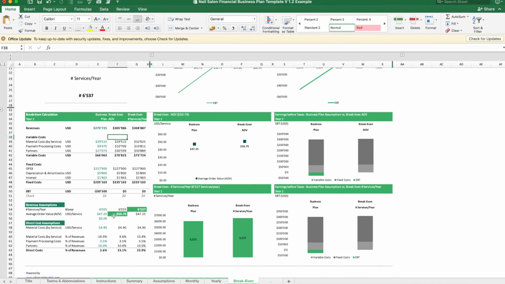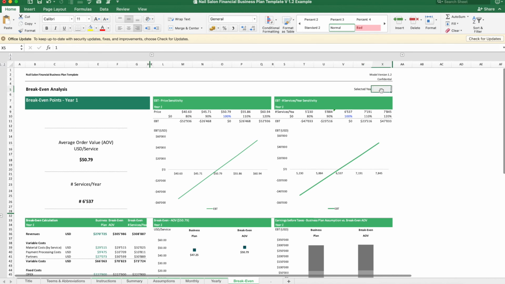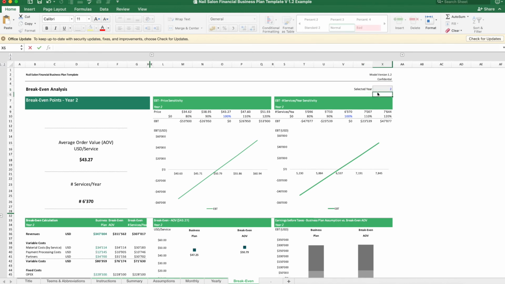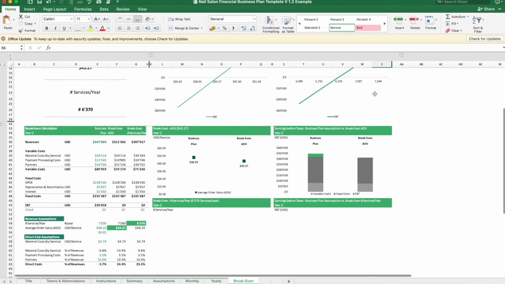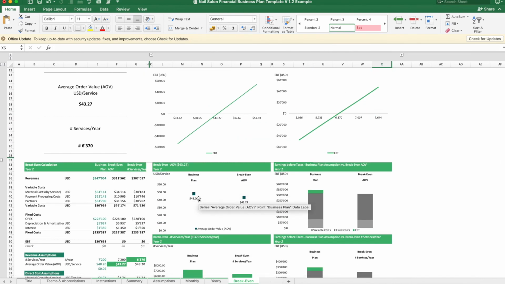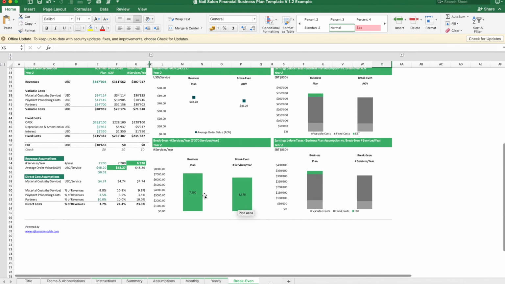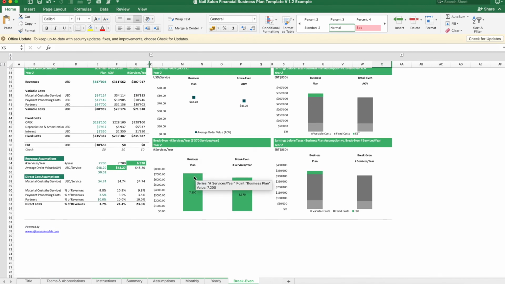In this case, if we have the number of services given per year, what would be the required average order value so that we can get to break even. As you can see here in year one, we are a bit short, so that our business plan is a bit lower than what is required to reach break even. This is mostly due to the initial months where we are just starting operations. So for this reason, it might make more sense to look at the second year, and in the second year we can see that our business plan clearly is above the break-even point. So the difference basically here is the amount of profits we are going to make.